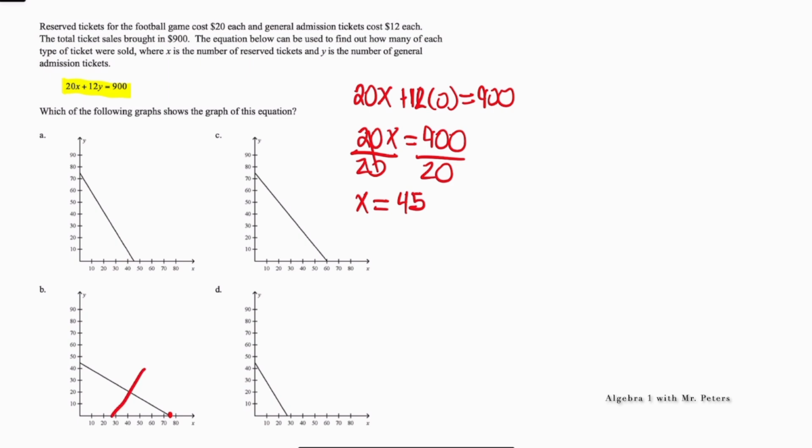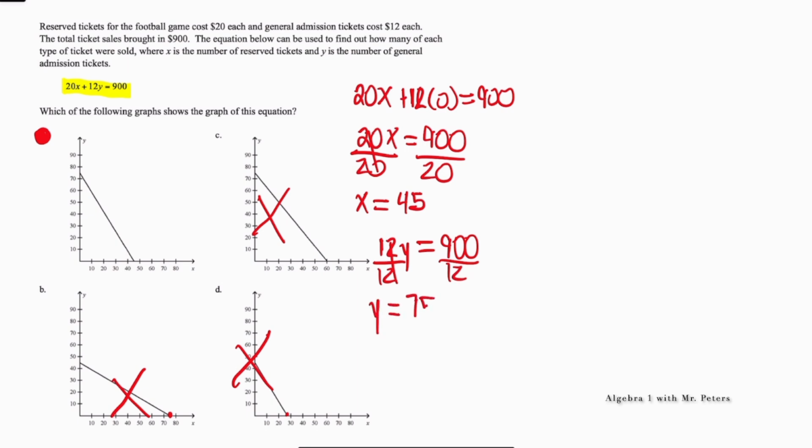C, that looks like 75. D, this looks like 20 something. And then we go over to C, which looks like it's 60. So we know based off the intercept, A has to be the correct answer. But for the video's sake, let's just check. So I do the same thing with y. Made x 0, so we have 12y is equal to 900. Once we divide by 12, y is equal to 75, which looks very accurate. So our correct answer is A.